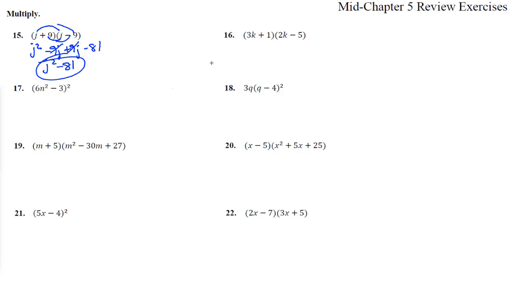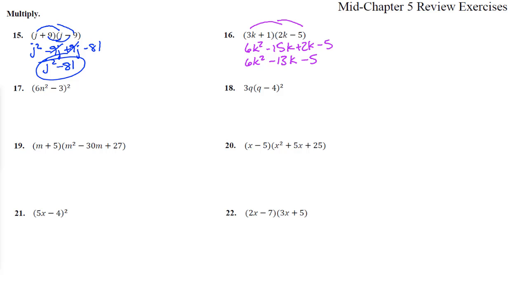Number 16. 3k goes through and we get 6k squared minus 15k plus 2k minus 5. Middle terms combine here and we get 6k squared minus 13k minus 5. Notice this one doesn't have the nice pattern of just normal leading coefficient 1s.